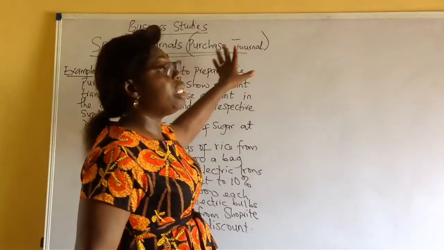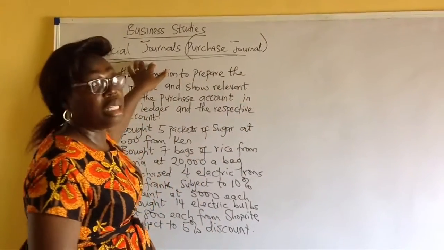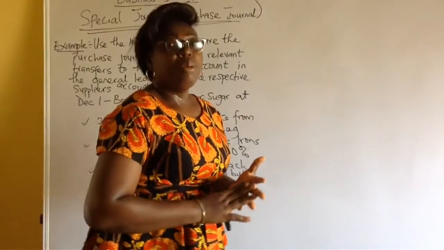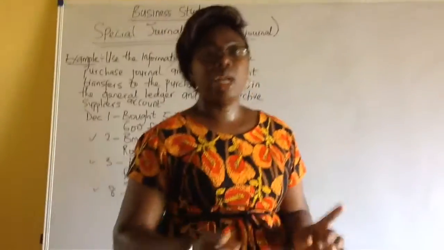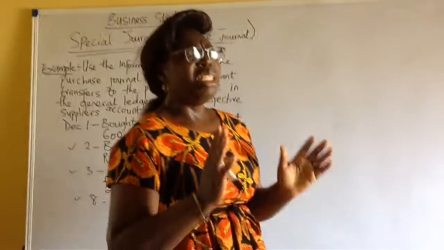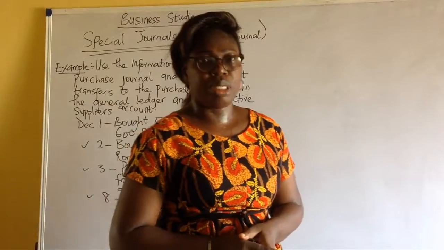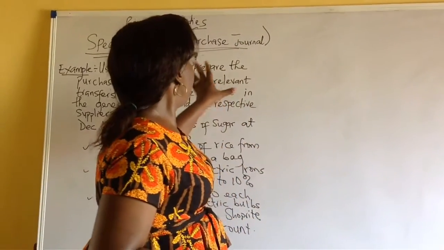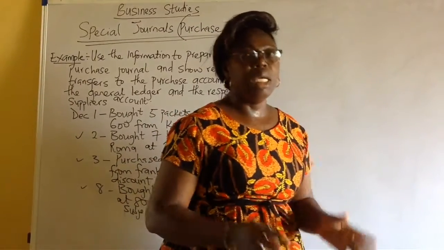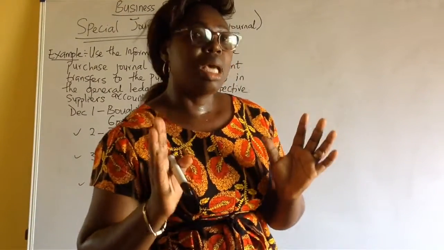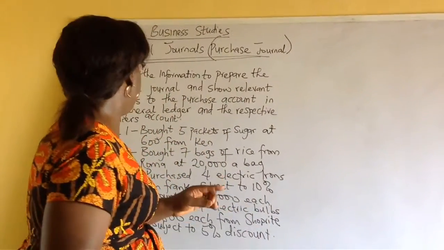That's why the heading is written like this. The purchase journal is a part or one type of special journals. Like we said, purchase journal is a journal that is used for recording all credit purchases. The source document for purchase journal is the purchase invoice. The total of everything recorded in the purchase journal is transferred to the debit side of the purchase account in the general ledger.